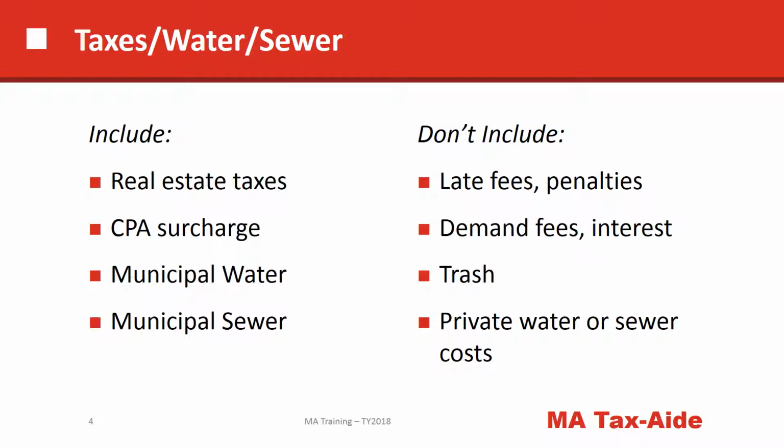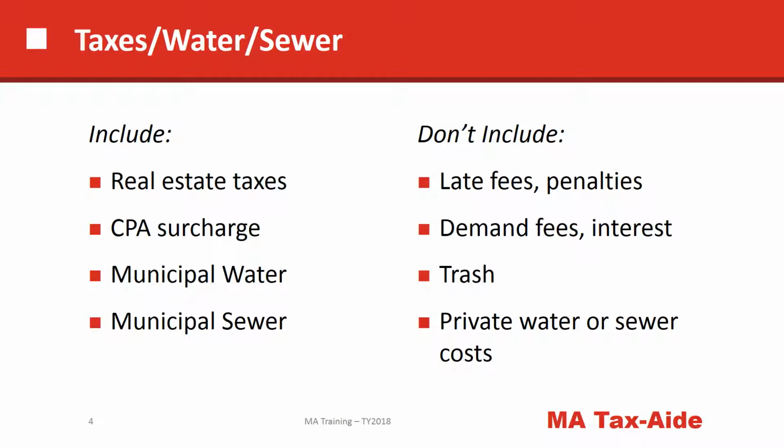Okay, let's talk about what can be included for taxes, water, and sewer costs. So you can include the real estate taxes for the primary residence and the land that it sits on. You can include the CPA surcharge. A number of cities and towns have this fee. It can be up to 3% that it's assessed on the real estate tax bill. You can include municipal water and municipal sewer bills.